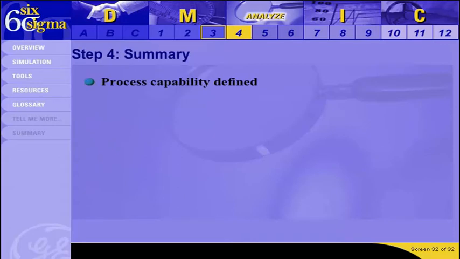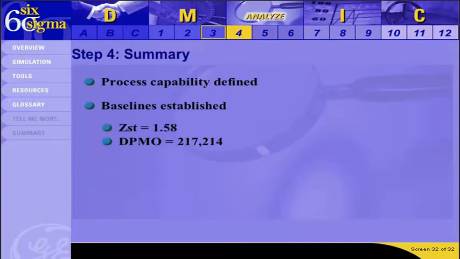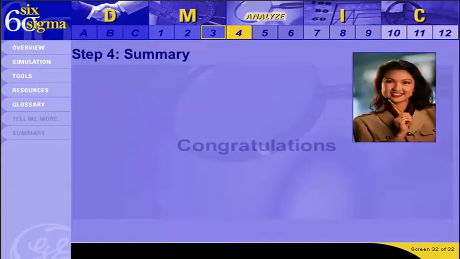So where are we now with the commercial loan case? Well, we have now defined the process capabilities, which established our baseline for the process. It seems apparent that we have a process in serious need of improvement. Congratulations! You have completed Analyze Phase Step 4. You have clearly defined the capability of your process. Before we go on to Step 5, feel free to use the resources in the left menu to review any of the material you wish. When you are ready, click Next to continue on to the next step.